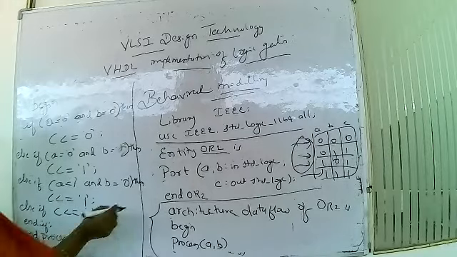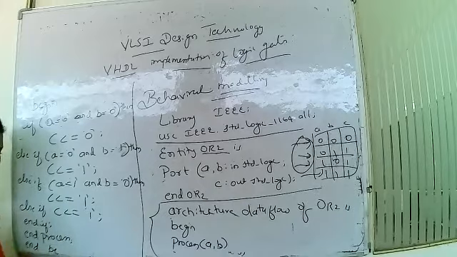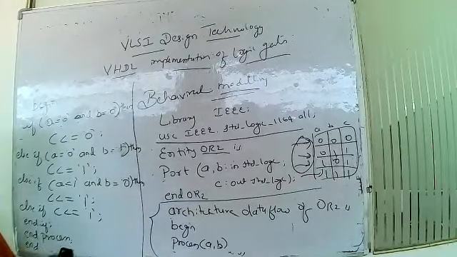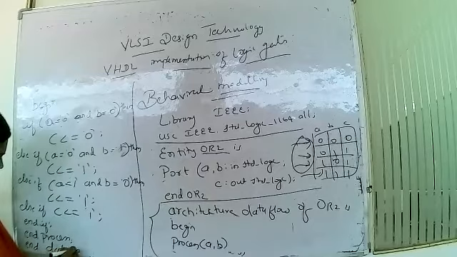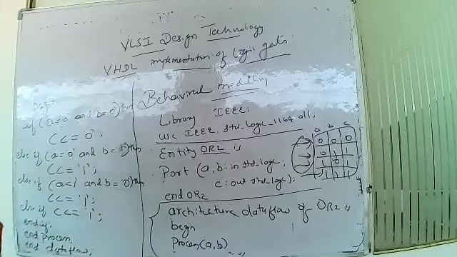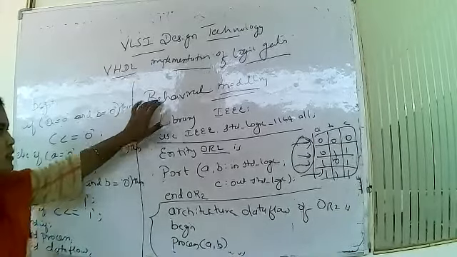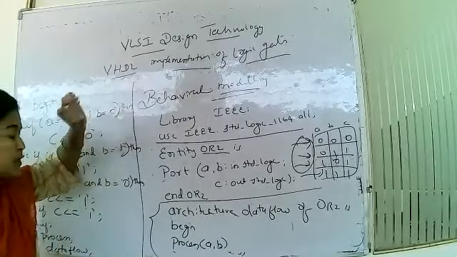And end of the architecture. What is the architecture name there? Data flow. End of the data flow. So this is the program for the behavioral model for the OR gate.